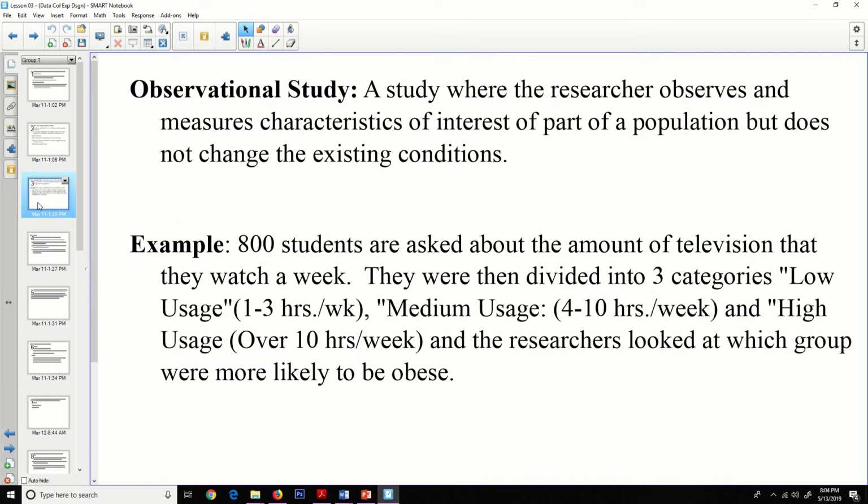A definition: an observational study is a study where a researcher observes and measures characteristics of interest of a part of a population, but does not change the existing conditions. So here's an example of an observational study. 800 students are asked about the amount of television that they watch a week. They were divided into 3 categories: low usage, 1 to 3 hours a week; medium usage, 4 to 10 hours a week; and high usage, over 10 hours a week. The researchers looked at which group was more likely to be obese. This is observational because they didn't ask any of these 800 students to change their behavior. They're just looking at what they're already doing.